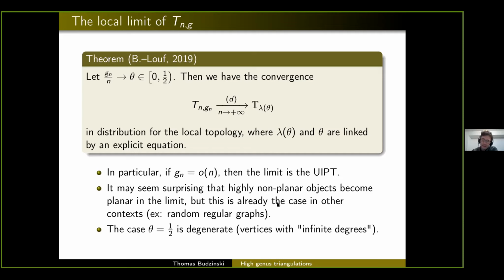One of the reasons why it's not that surprising is that it's a phenomenon that is already observed for simpler probabilistic models. For example, if we take uniform 3 regular graphs, then the local limit is just a complete binary tree. So again, 3 regular graphs are highly non-planar, but a complete binary tree is a very nice planar graph. So it's kind of the same phenomenon here. It means that in some sense, the genus cannot be localized in small regions of the triangulation.